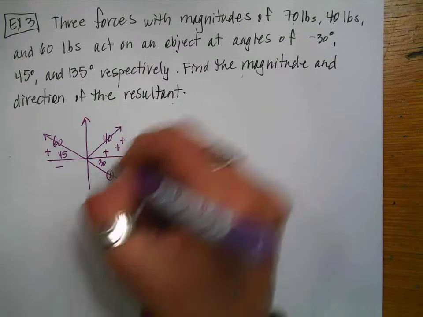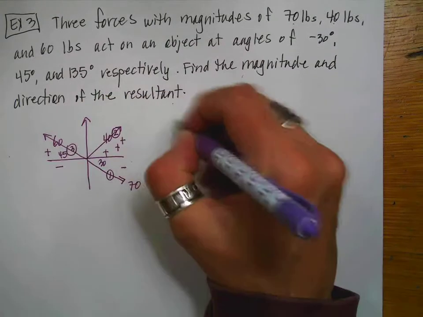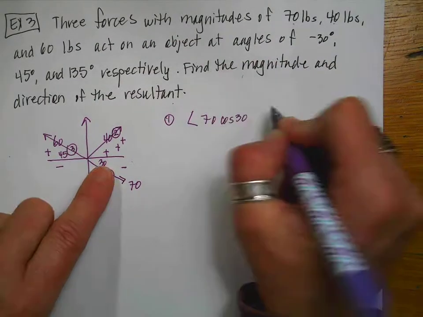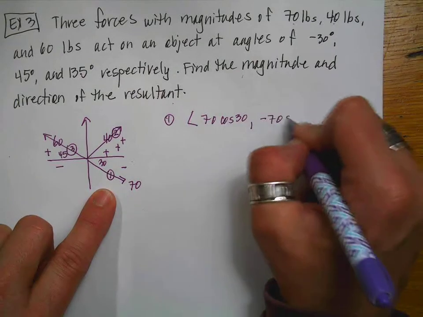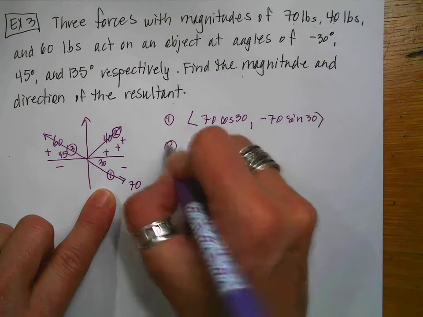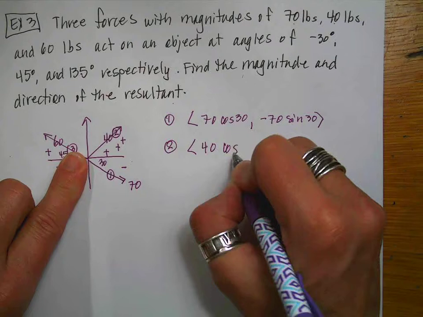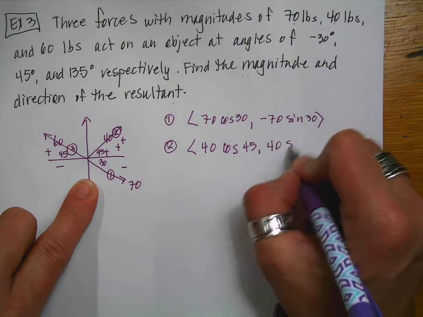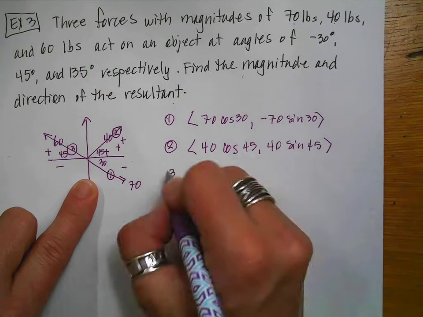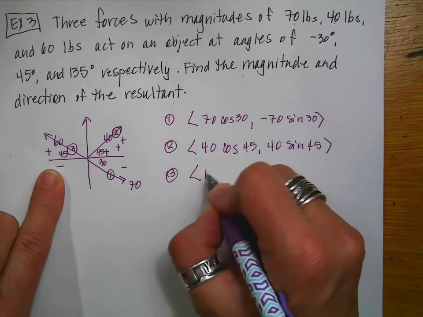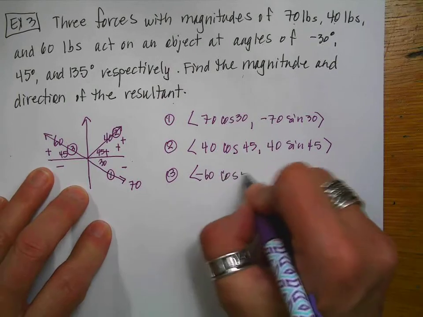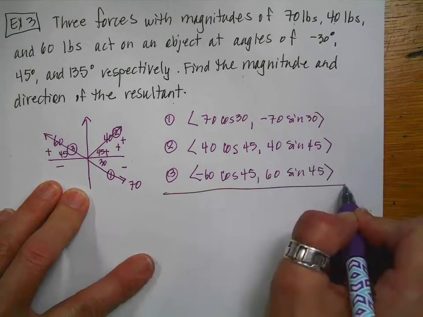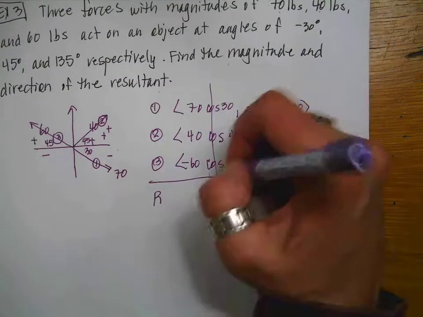So for vector number 1, I'm going to call this vector 1, vector 2, and vector 3. So vector 1, in its component form, is going to be 70 cosine 30. It's positive. And then I'm going to have a negative 70 sine 30. Vector number 2 is going to be magnitude cosine, oops, I forgot to write down my angle, 45, and then sine is also positive, so 40 sine 45, okay? Vector number 3, over here in the third quadrant, the magnitude is 60. I have a negative x cosine 45 and a positive 60 sine 45. Okay, those are my three forces.